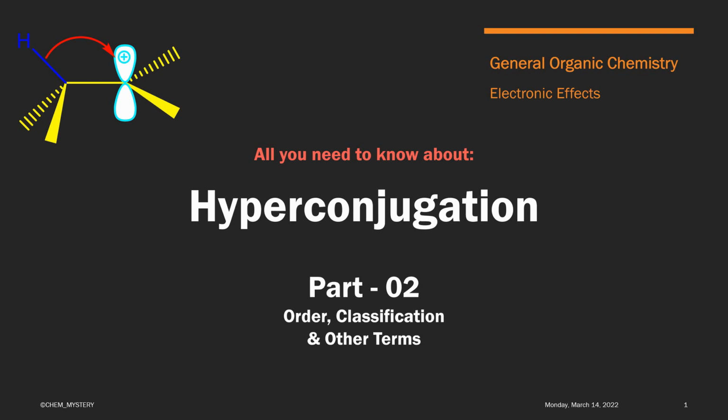We have done the discussion about history and background in part 1. Now we'll be talking about the order of hyperconjugation, and there will be some classification based on different methods. We then will be having some other terms related to hyperconjugation.